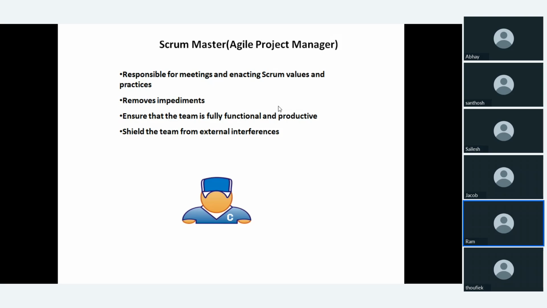For example, shield the team from external interferences. A developer is working on a requirement. Sometimes a production issue will come, or some other project will ask for support. If any developer or tester informs you that the team is approaching them and asking them to do some work, then as the Scrum Master, your responsibility is to stop that and make the team members focus on your project only, without any external interference. This is the major role you have to handle as a Scrum Master.